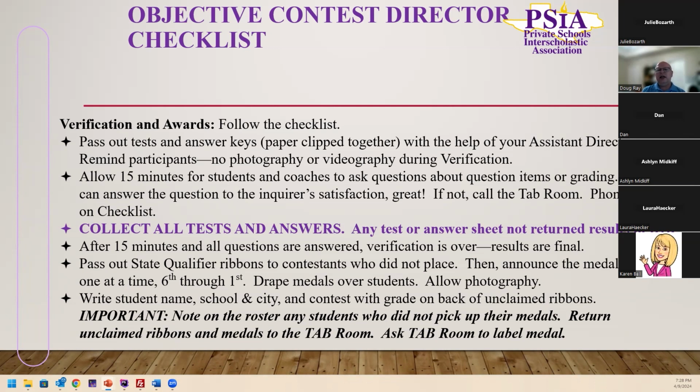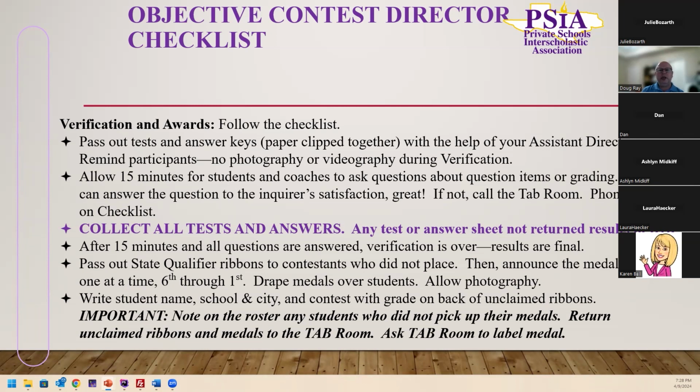If you have an unclaimed medal, then just make a little note on the roster. And when you bring the roster and the medal back to the tab room, we will ask one of the tab assistants to make a little sticker and put it on the medal and put that in the school's envelope.